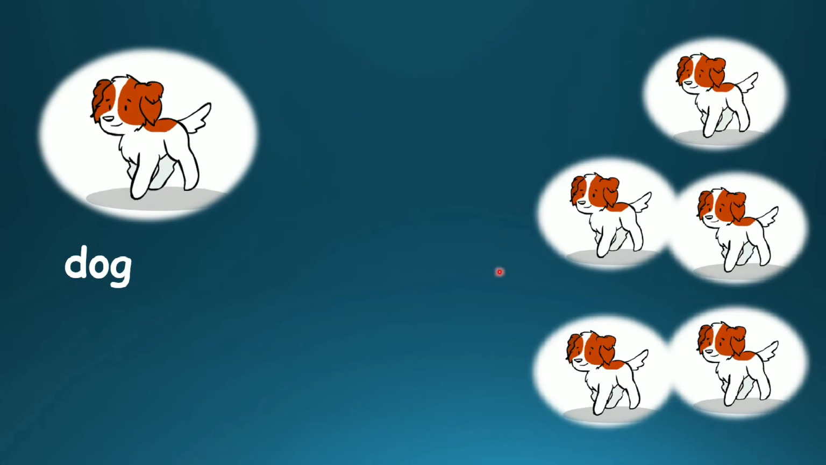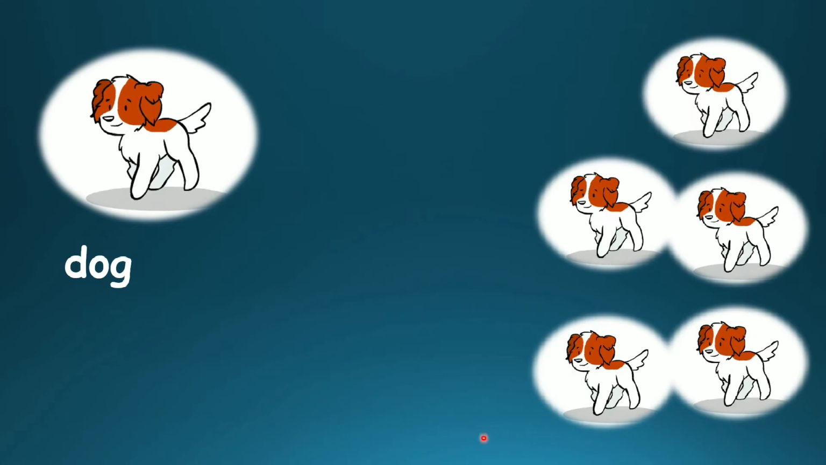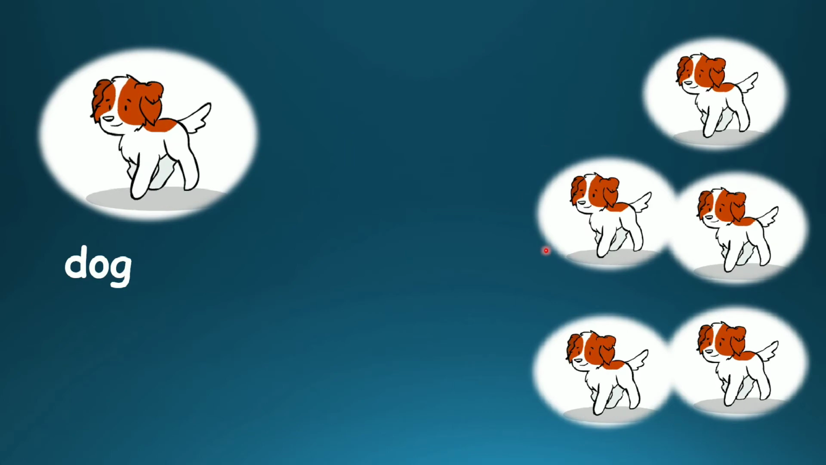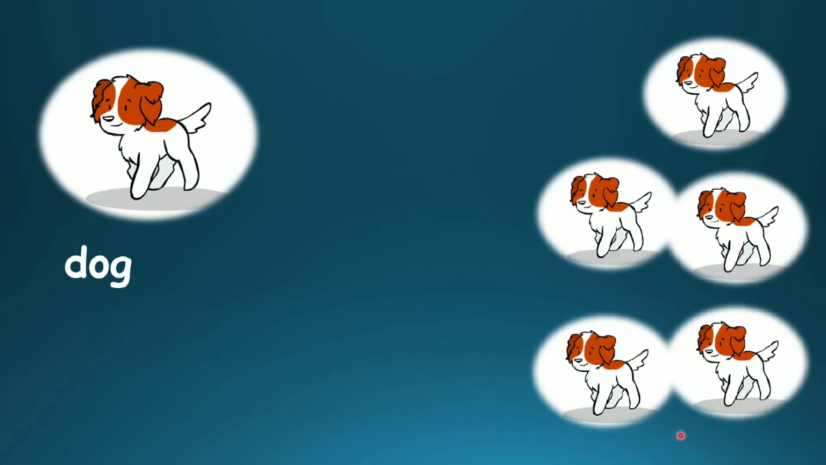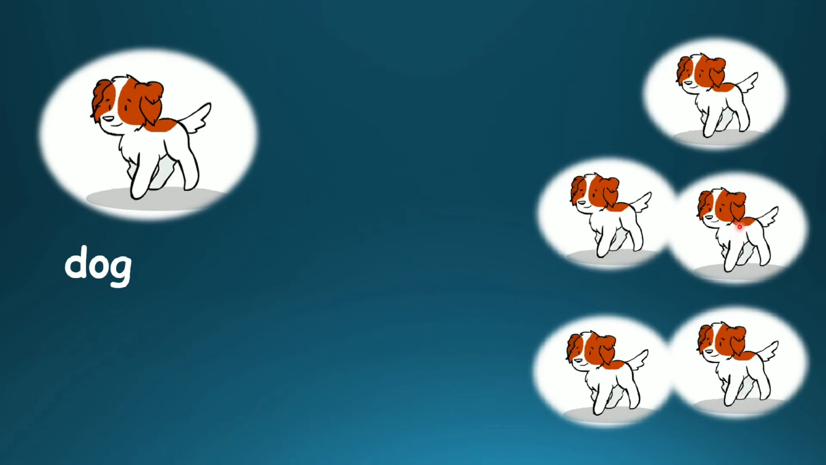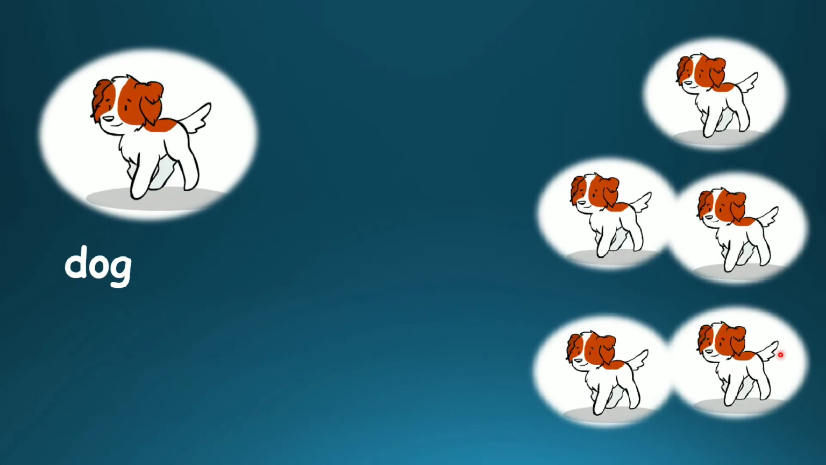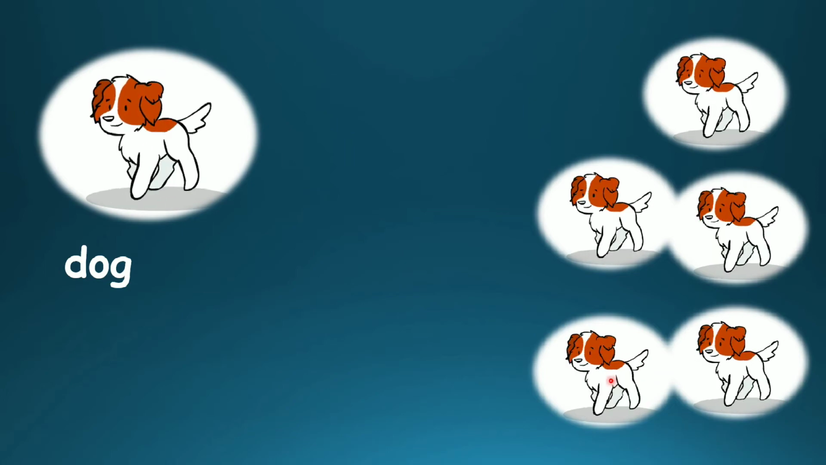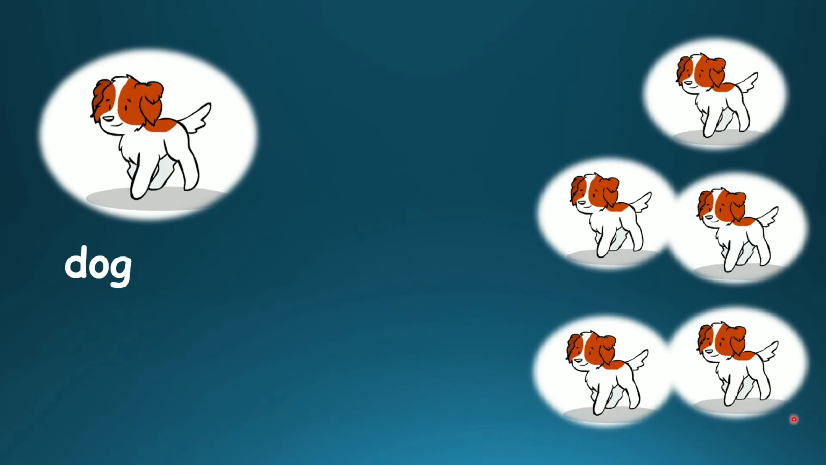Well, when we look at this side, we also see the same animal, but these are more than this. When we look at these animals, they are more than one. But first, let's count to find out how many they are. Let's count together with the teacher. 1, 2, 3, 4, 5. Well, let's do that one more time. 1, 2, 3, 4, 5. Well, we've got 5 dogs in total.